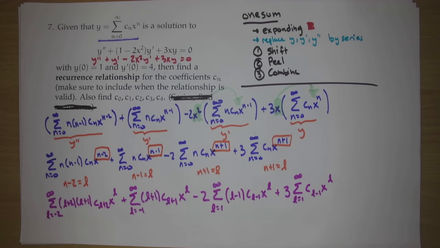Let's talk about peel. When we peel, we want to get a common start. What start are we shooting for? As I point to the answer. 1. Why 1? Well, because that's the highest of the starts. There's a -2, there's a -1, there's a 1 and a 1.